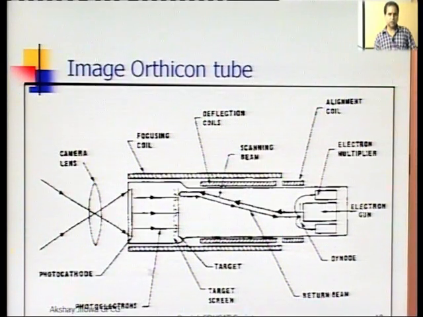So, in image orthicon, here we have the camera lens, here is the photocathode, these coils are the focusing coils, and the inner ones are the deflection coils. This particular beam is called the scanning beam. Here we have the alignment coil, which is responsible for alignment of the electron beam.